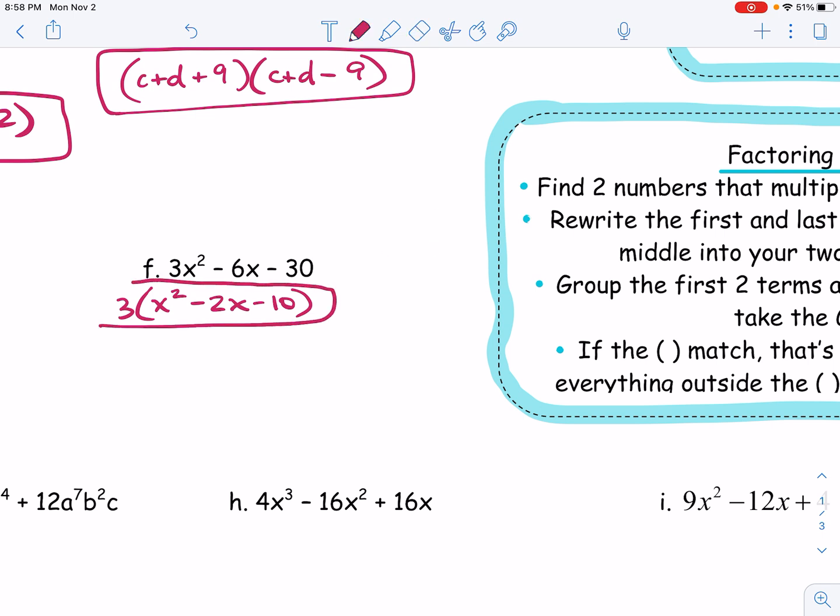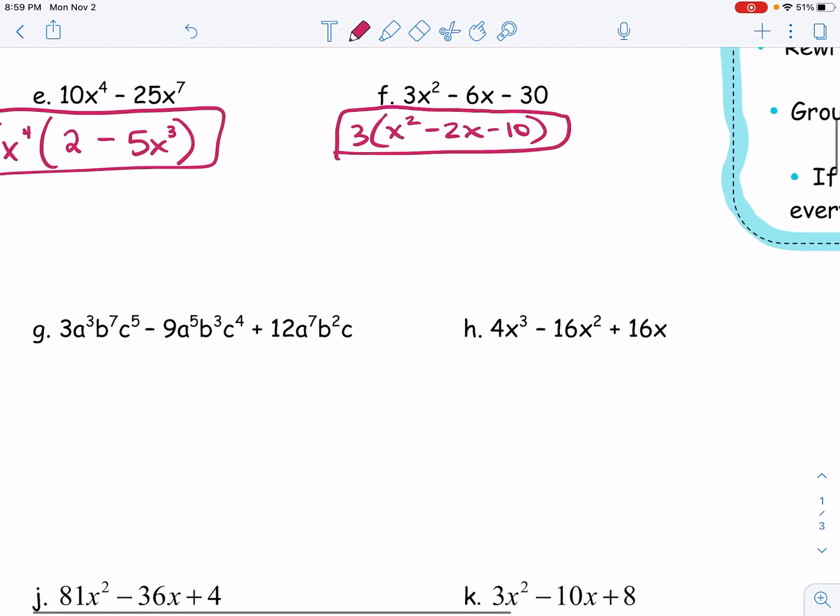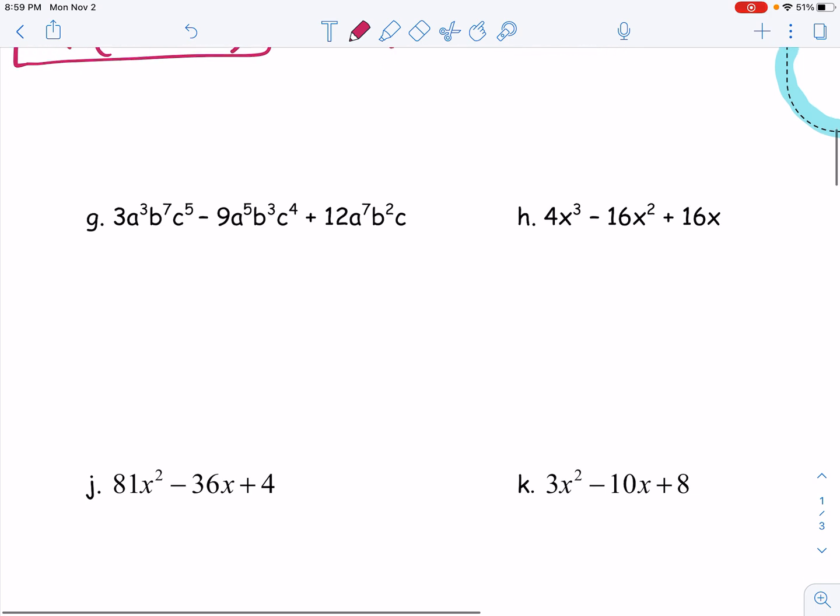So this is actually our final answer. We will learn later on in this unit how to solve that quadratic because it's not factorable. We could use completing a square or quadratic formula or whatever, but right now it's not factorable. And so we move on.